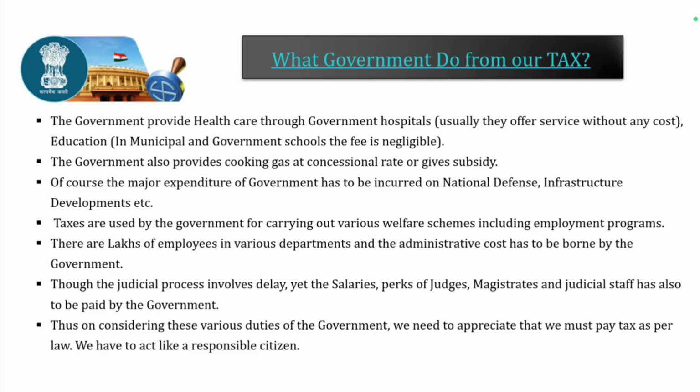What does the government do with our tax? The government provides health care through government hospitals. The government also provides cooking gas at a concessional rate or gives subsidy. Of course, the major expenditure of government has to be incurred on national defense, infrastructure, developments, etc. Taxes are used by the government for carrying out various welfare schemes, including employment programs.